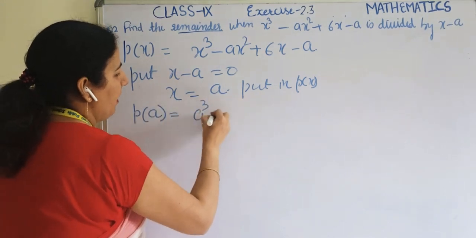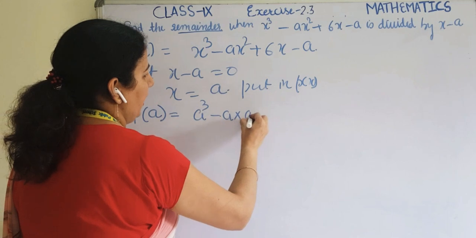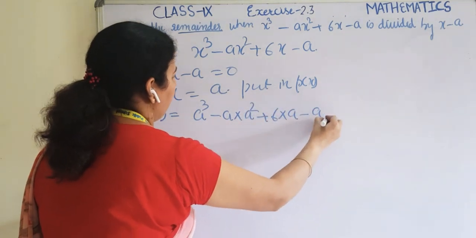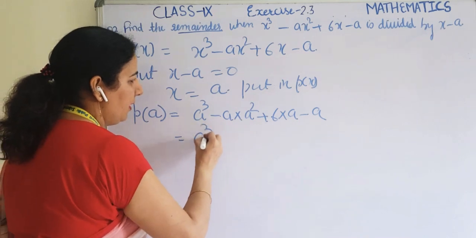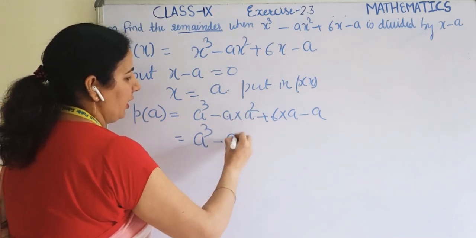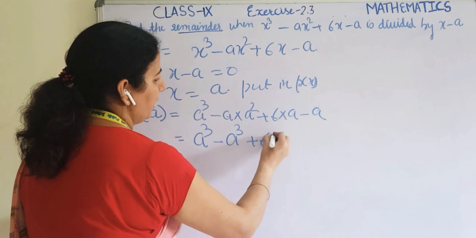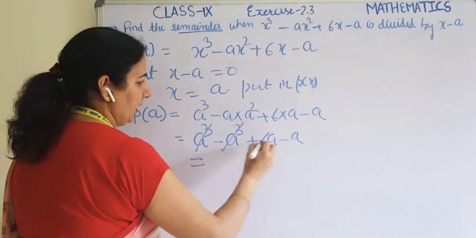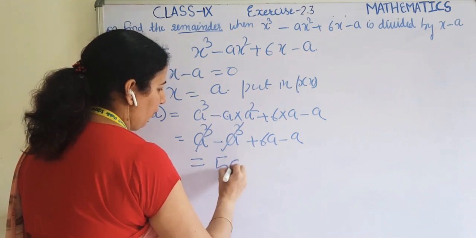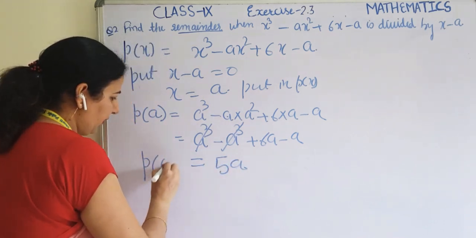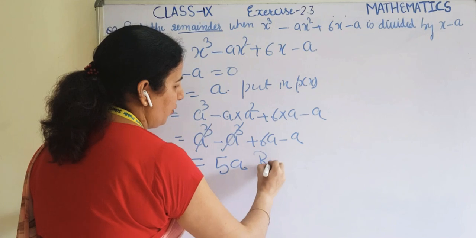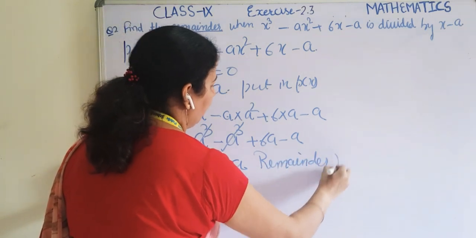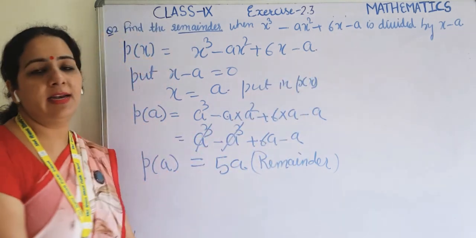a cube minus a into a square plus 6 into a minus a. a cube minus a into a square, a cube, plus 6a minus a. a cube minus a cube cancel. 6a minus a is 5a. So this will be the remainder when you will divide the polynomial by x minus a.